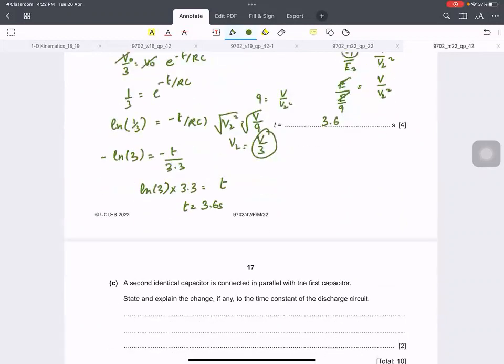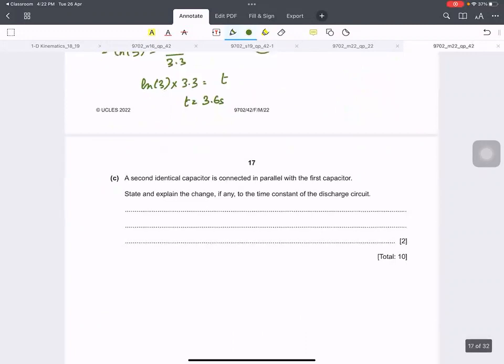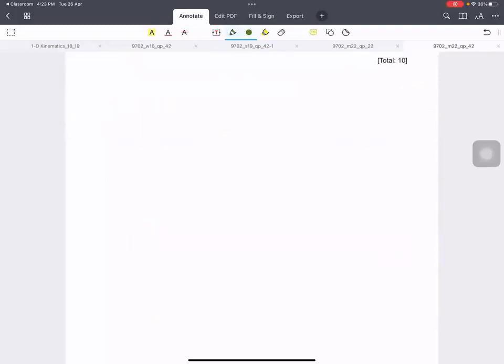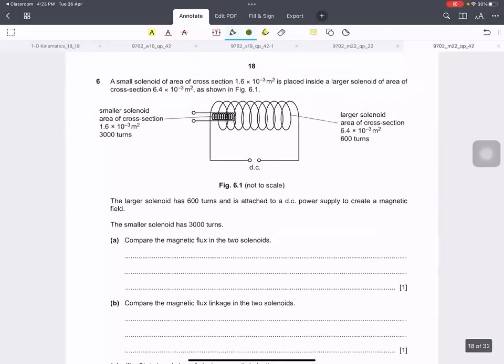Now, a second identical capacitor is connected in parallel with the first capacitor. State and explain the change, if any, to the time constant of discharge. Parallel में capacitance बढ़ जाती है, तो increase होगा. हाँ, same type है तो capacitance is now 2 times. So time constant is dependent on R and C, hence T increases. ठीक है, is it clear? Pretty easy. Now go to question number 6.